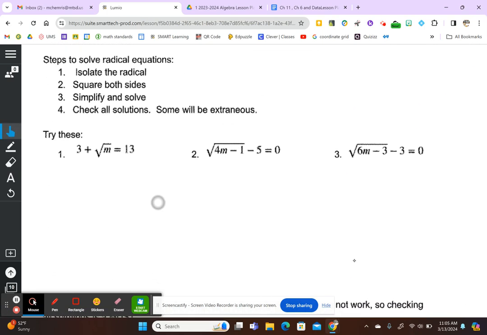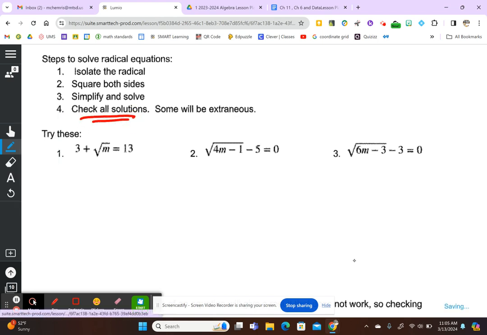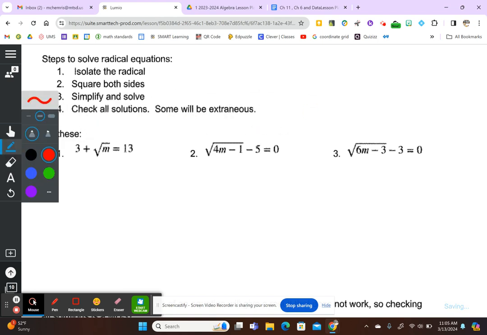Okay, so the steps to solving a radical equation are: isolate the radical, square both sides, simplify and solve, and then check all solutions. Some will be extraneous. Okay, so I want everybody to try 1, 2, and 3 and see what you get. So stop the video, do these, start the video to see if you're right.